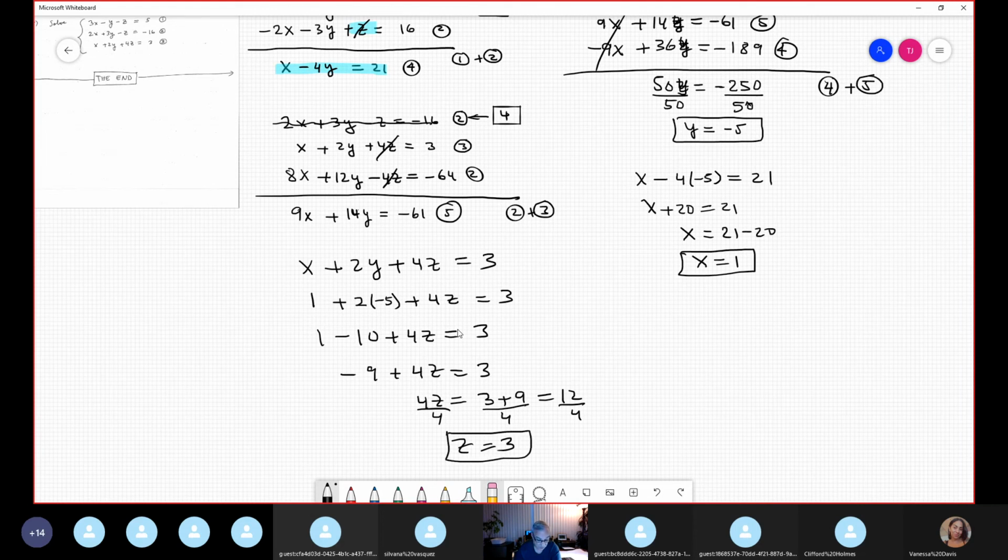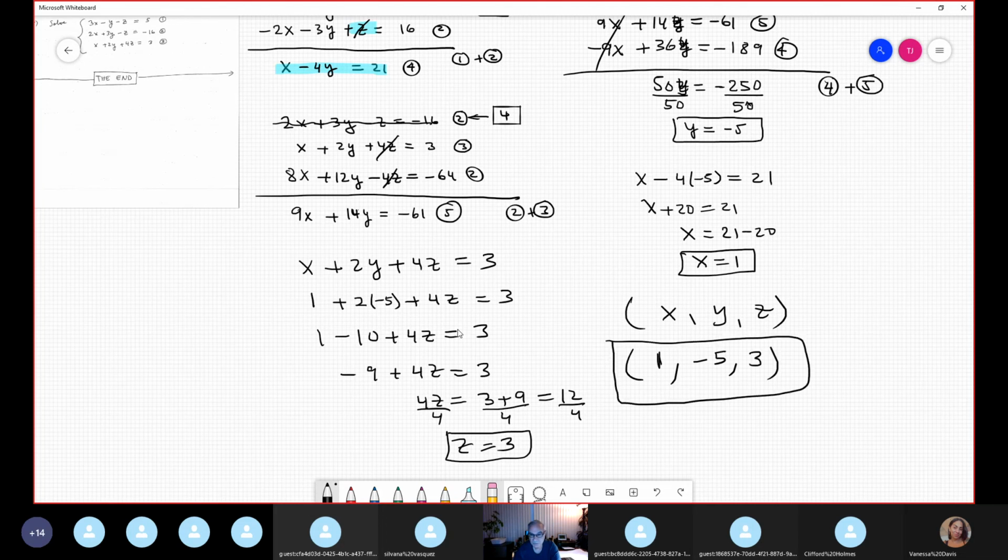Now the solution is the ordered triple x comma y comma z. In our specific example, x is 1, y is negative 5, and z is positive 3. Boom, final answer. So one question like that, you can see in this.